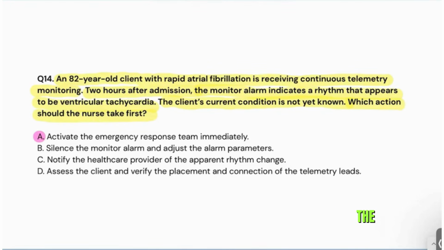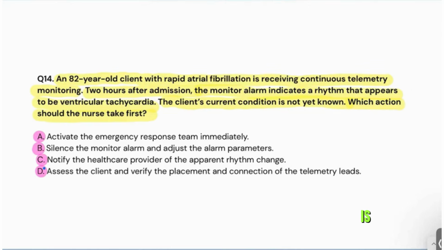Is it A, activate the emergency response team immediately? Letter B, silence the monitor alarm and adjust alarm parameters? Letter C, notify the healthcare provider of the apparent rhythm change? Or letter D, assess the client and verify the placement and connection of the telemetry leads? Stop. Pause the video.